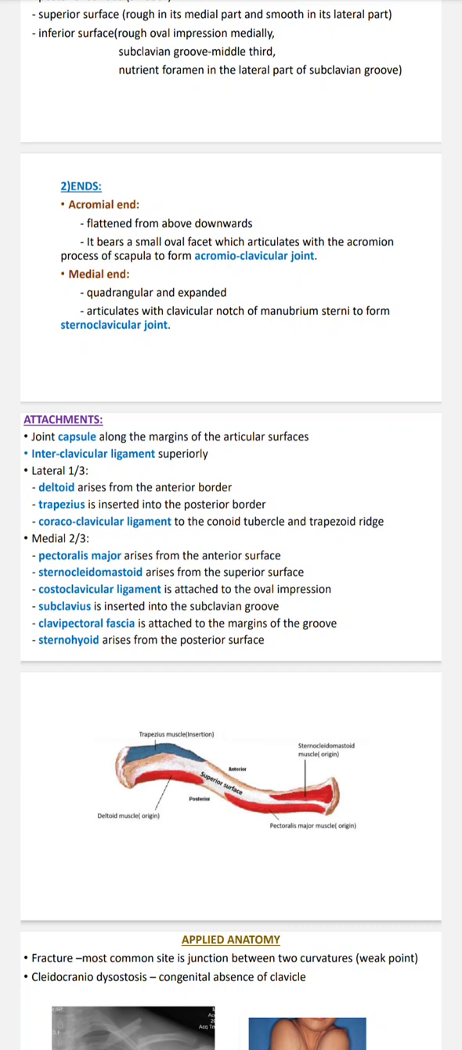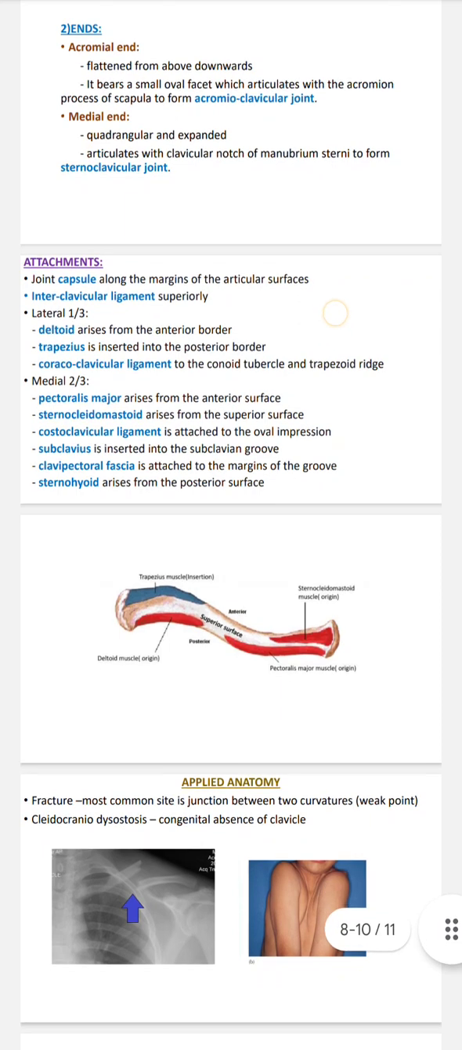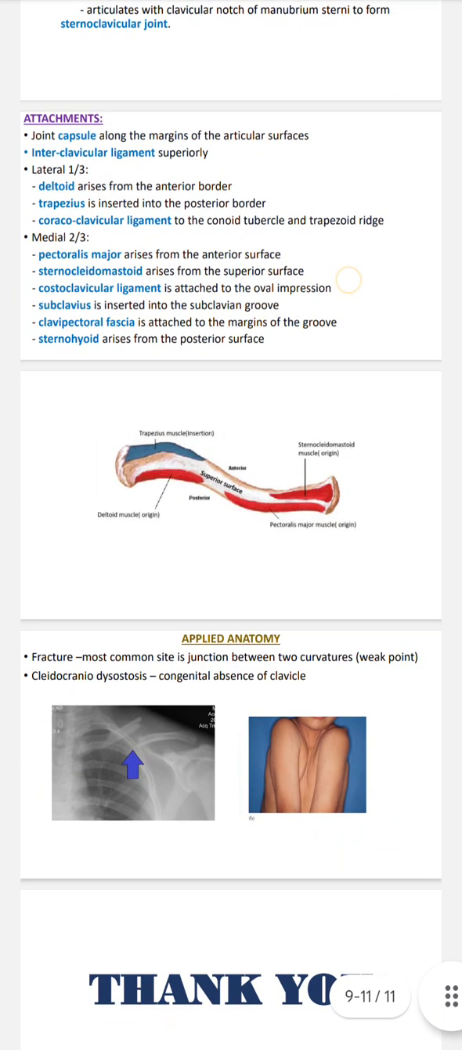So the acromial end is flattened from above downwards. It bears a small facet which articulates with the acromion process of scapula to form the acromioclavicular joint. So the medial end is quadrangular and expanded, and it articulates with the clavicular notch of manubrium sterni to form the sternoclavicular joint. So the attachments of clavicle.